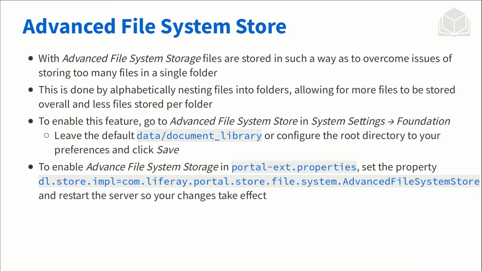And here's also the configuration that you need to enable the advanced file system store in Portal ext properties. Set the property dl.store.impl, and then it's a class name, the advanced file system store. And as always with Portal ext properties, you will have to restart. In our case, with the Docker images, you'll have to change the file, rebuild the image, and then restart the container from the new image, of course.